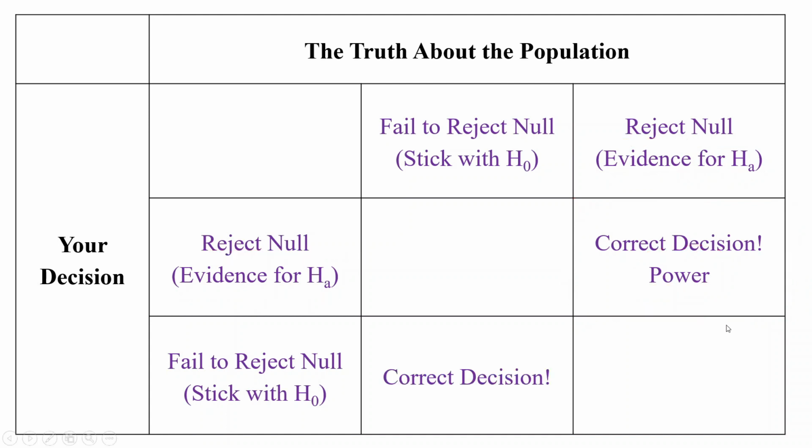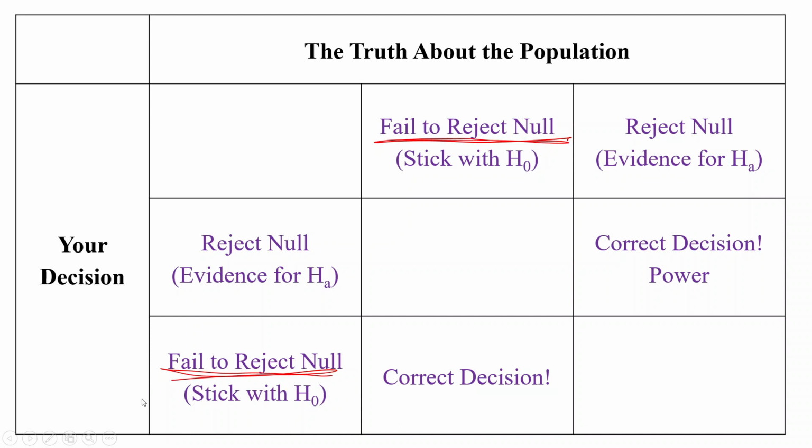The other correct decision doesn't have a special word for it. The truth is we should fail to reject, and we end up deciding to fail to reject, well, that's a correct decision, but it's not impactful in any way, right? We didn't really find convincing evidence of anything. We did it correctly, but nothing really is exciting about that. So yay for a correct decision, but we don't have anything for that.